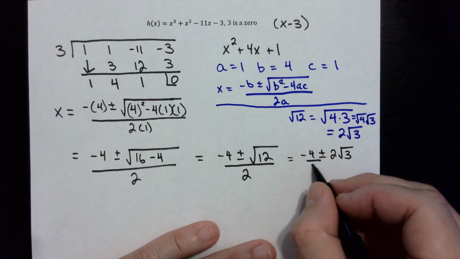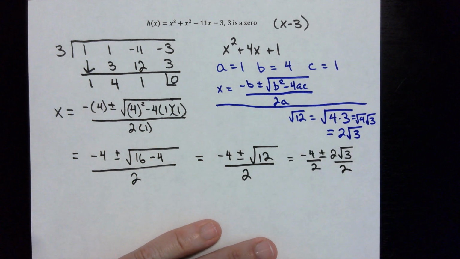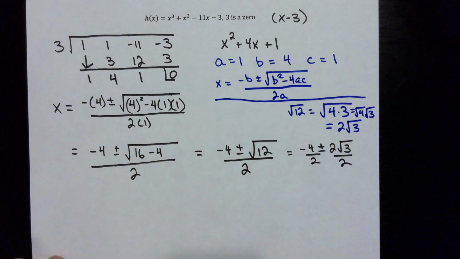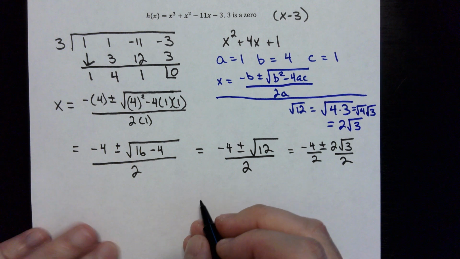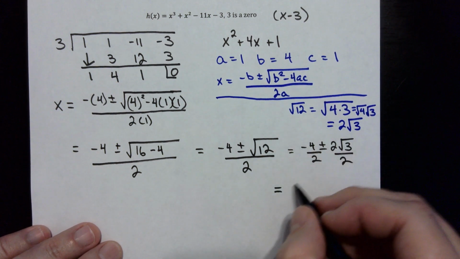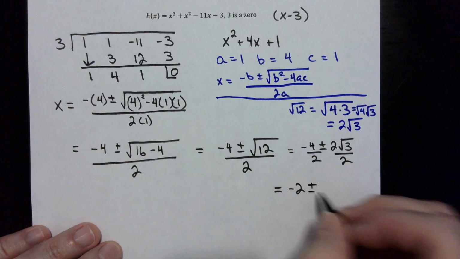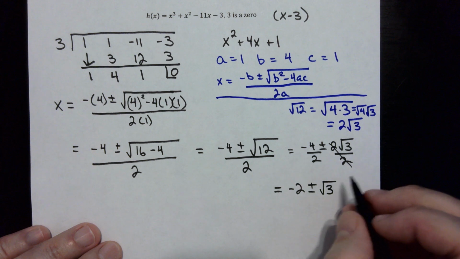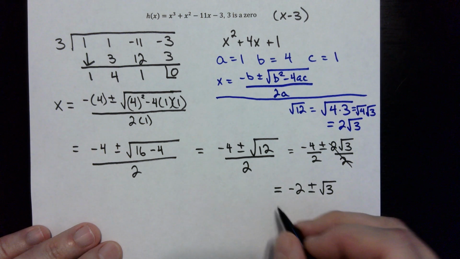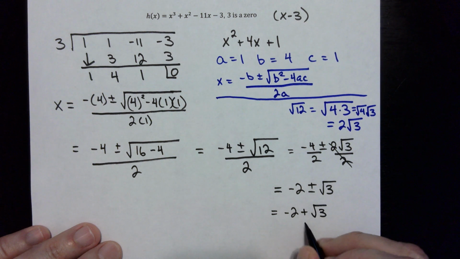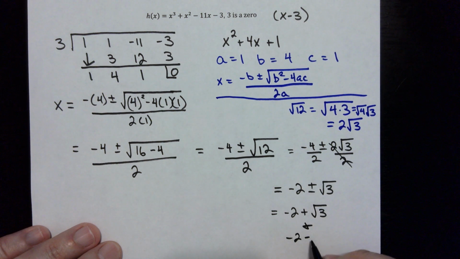And I'll put the 2 just like last time, because again, I want to reduce. I'll put that denominator under each fraction separately instead of one big fraction. Okay, and then I reduce it. Okay, so this becomes -2 plus or minus, these cancel, square root of 3. So you get negative 2 plus square root of 3 and negative 2 minus the square root of 3. Those are our two zeros.